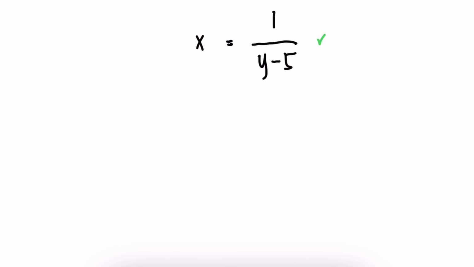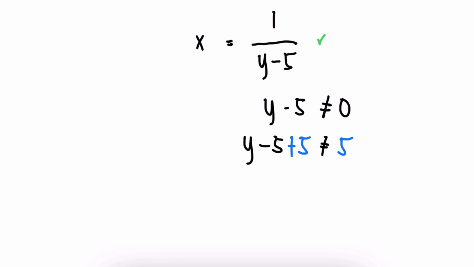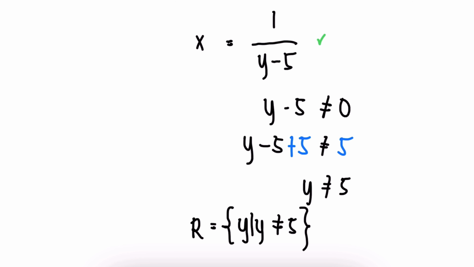Since the equation is in x form, the range is the set of real numbers except those values of y that make d of y equal to 0. Therefore, the range is equal to y such that y is not equal to positive 5.